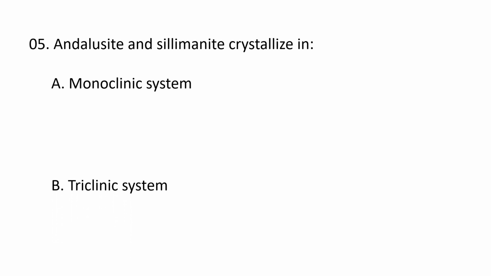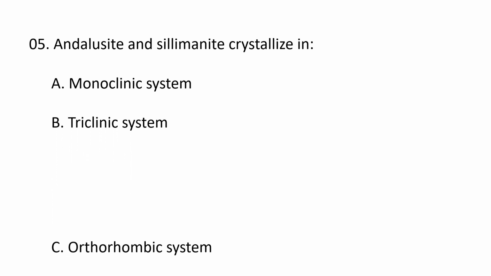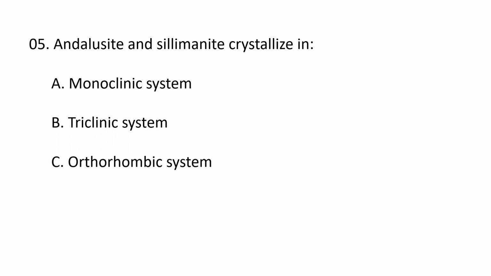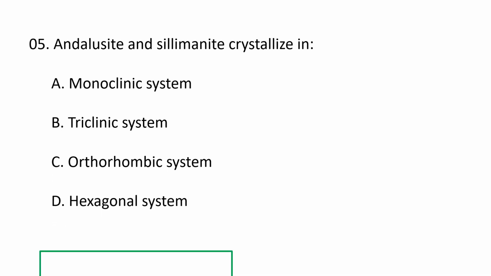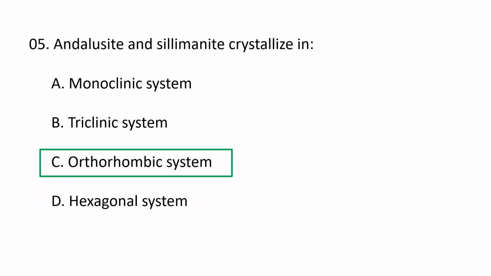Next question. Andalusite and sillimanite crystallize in A. Monoclinic system, B. Triclinic system, C. Orthorhombic system, D. Hexagonal system. Andalusite and sillimanite crystallize in the orthorhombic system, and they belong to the aluminosilicates. Kyanite belongs to the triclinic system. So andalusite and sillimanite belong to the orthorhombic system. C is the correct option.